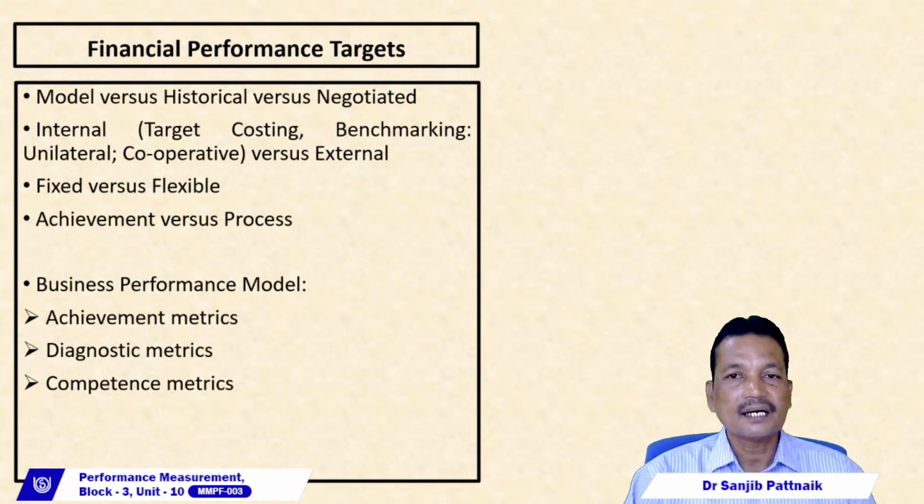Another way is achievement versus process. Now, when the organization as a whole sets target, then how much the target has been achieved can be calculated by taking all the divisions into account. Now, the individual targets of the divisions can only be seen to be achieved only if the process goes to meet the targets.